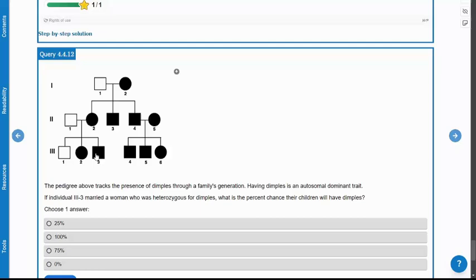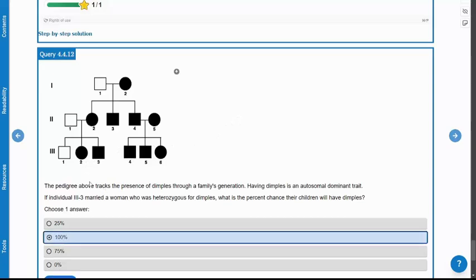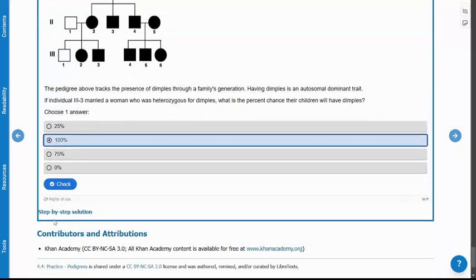Individual 3-3 marries a woman who's heterozygous for dimples. Oh, heterozygous, so she has big A, small a. So he can only pass big A. Then she can pass big A, so 50% chance. Wait a minute. So she's heterozygous. 3-3 marries a woman who's heterozygous. So he has it. Oh wait, it's 100%. So he has big H, and he marries a woman that's big H and small h. So he will always pass the big H because that's all he can give. Okay, so that's 100%.